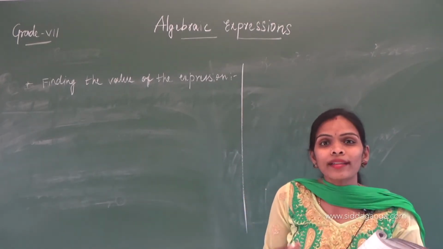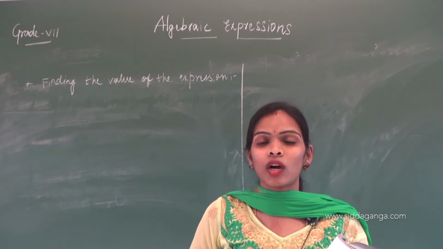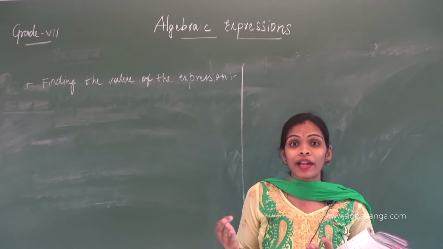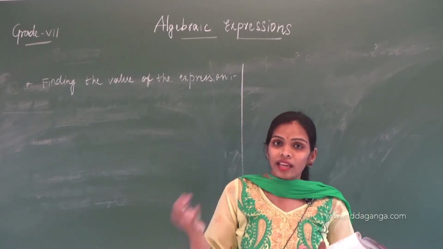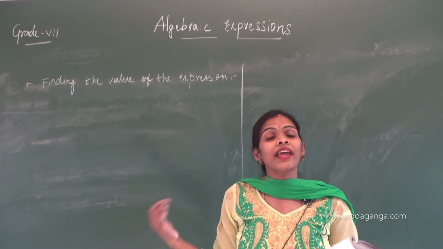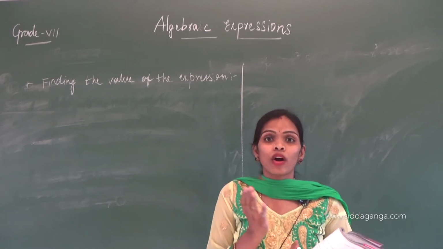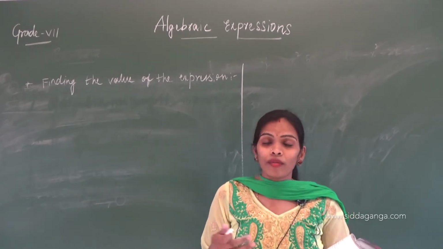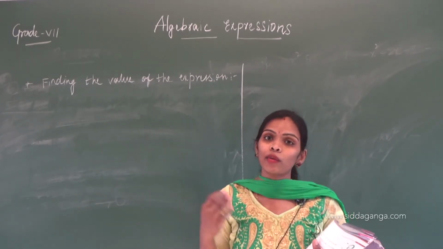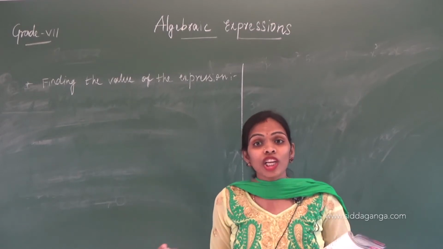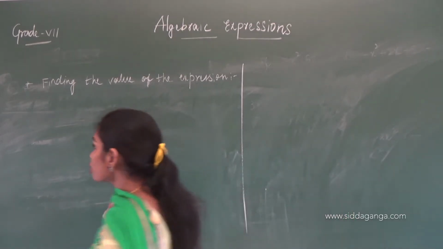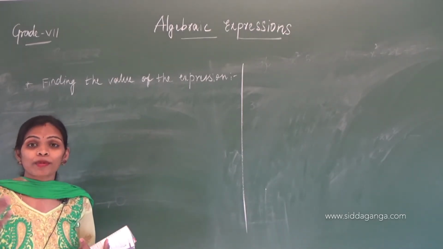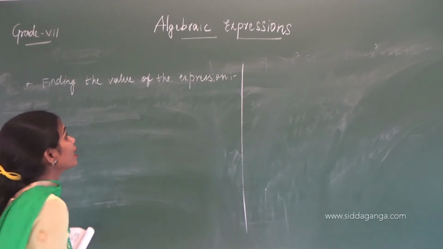We all know that an expression contains variables, constants and fundamental operations. The value of the expression does not depend on the constant, because there is no change in the constant. The value of the variable is changing. We all know that the value of the variable changes according to the situation. It has no fixed value. That's why the value of an algebraic expression always depends upon the variable.